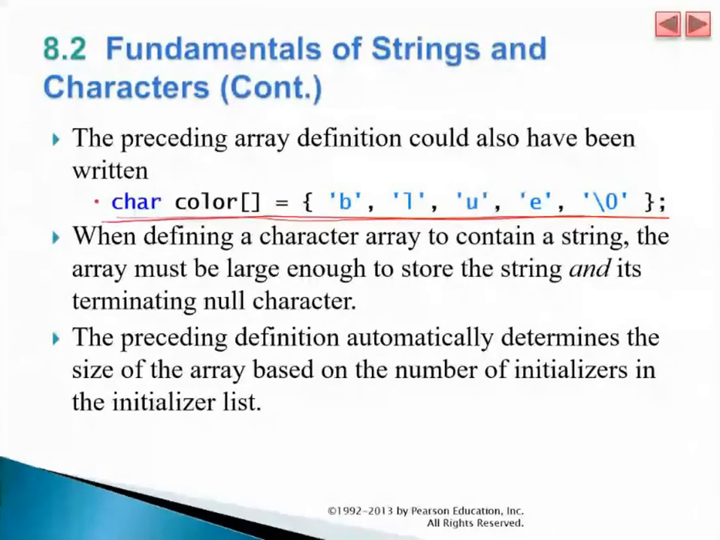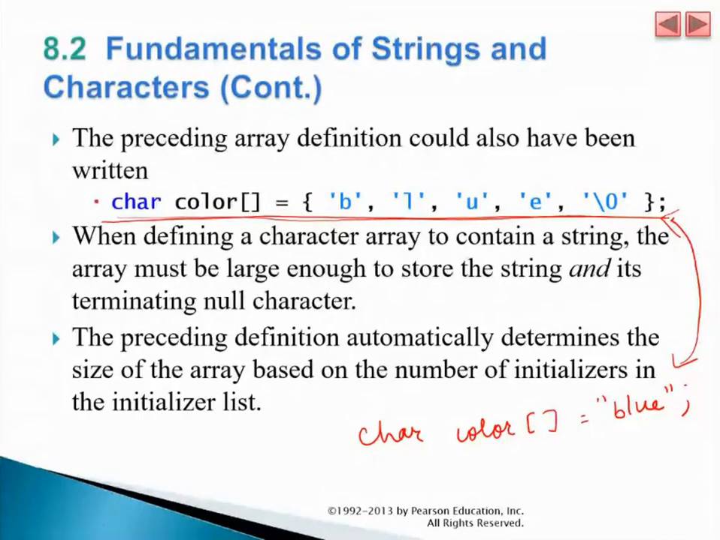So this definition can be written this way also. Instead of writing char color equal to blue, you can write it in this way also. Both are equivalent and actually do the same thing. They reserve continuous memory locations and store all these 5 characters there, and color points to the first memory location of the string. So when defining a character array to contain a string, the array must be large enough to store the string and its terminating null character.